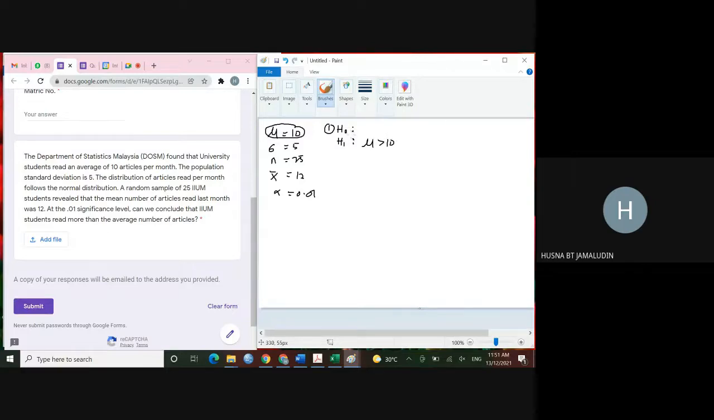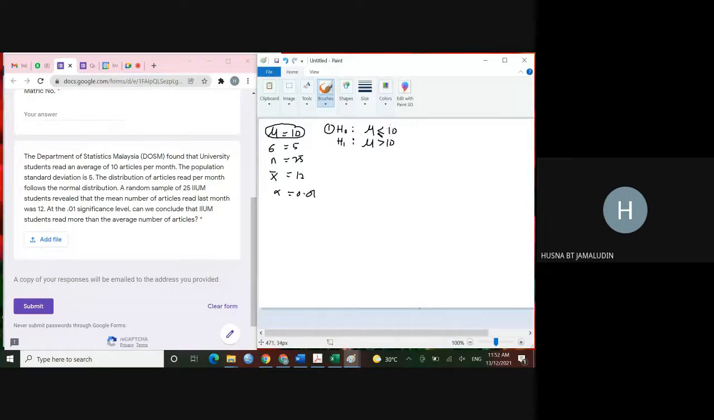So what is your H null now? Less than or equal to 10. It's not that hard to write your H null if you have identified your H1. Here, just write the mu, and your H1 is bigger, so you have to write the opposite sign, which is smaller. And then you also have to include the equal sign, and then put 10. That's it.